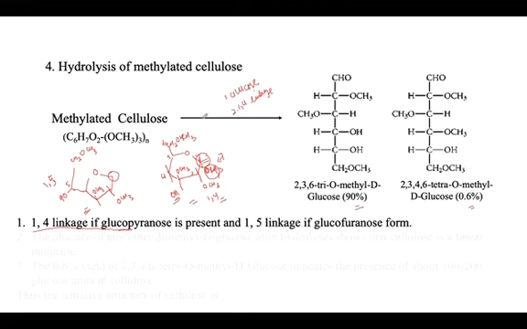So from these two experiments, we get this from the hydrolysis, and from the hydrolysis as well as from the other, when we are doing the methylation, the acetylation, or the nitration, and when we are using the methylated cellulose. From these three experiments, we get the information that it is quite possible that it is a pyranose form.